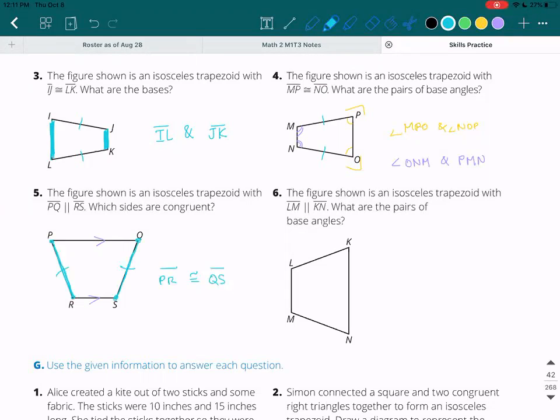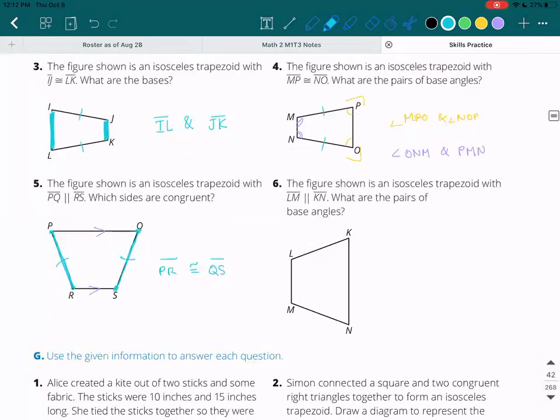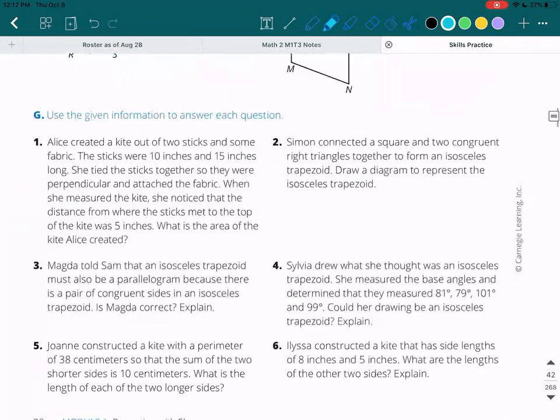And let's see. G and H. Okay. I'm gonna skip the last one. I'm sorry, because we already did the pairs of base angles right here. So I'm gonna skip that one because we're running out of time.